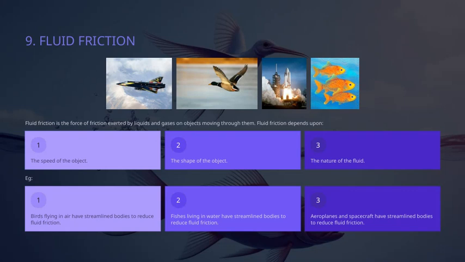Fluid friction is the force that liquids and gases exert when objects move through them. It's what makes moving through water or air more challenging than moving through a solid. The amount of fluid friction depends on a few key factors. First is the speed of the object. Faster movement generally means more friction. For example, birds flying in the air have streamlined bodies, which helps reduce this friction and makes flying easier.